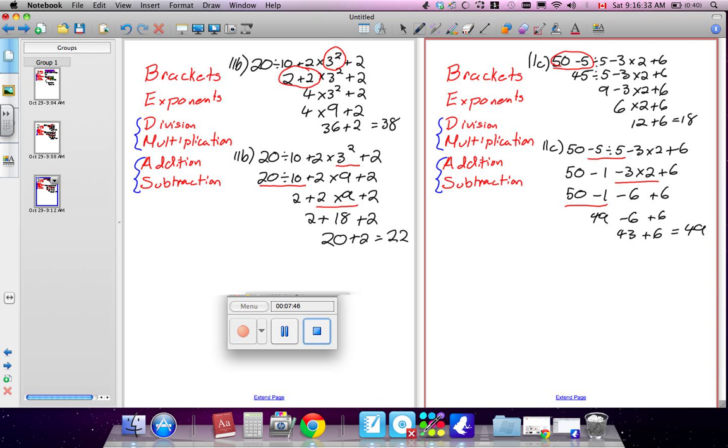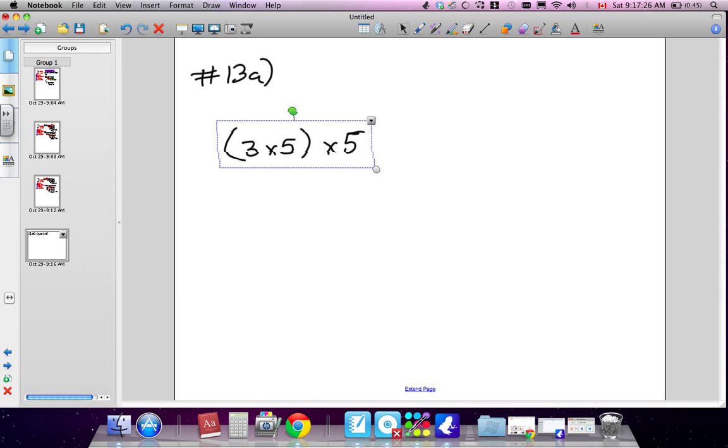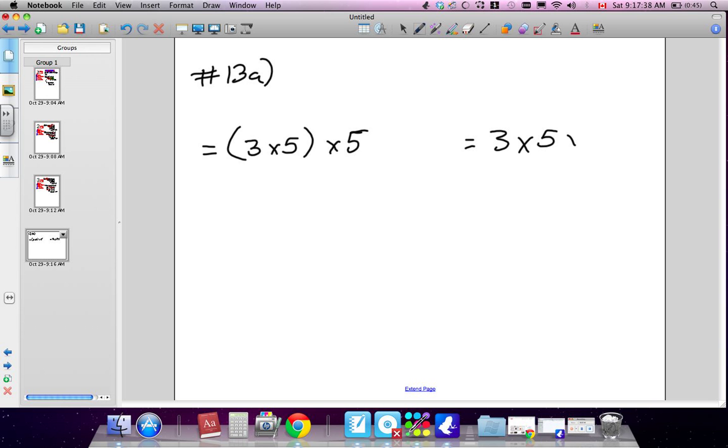So for question 13, they're asking us which expressions don't need brackets. What we're going to do is solve 2 sets of these expressions. We're going to solve the original one, and I'm going to put an equal sign here and work down the right side. Put another equal sign here. So I'm going to do the expression with brackets and the one without brackets, and we're going to talk about the answers after.